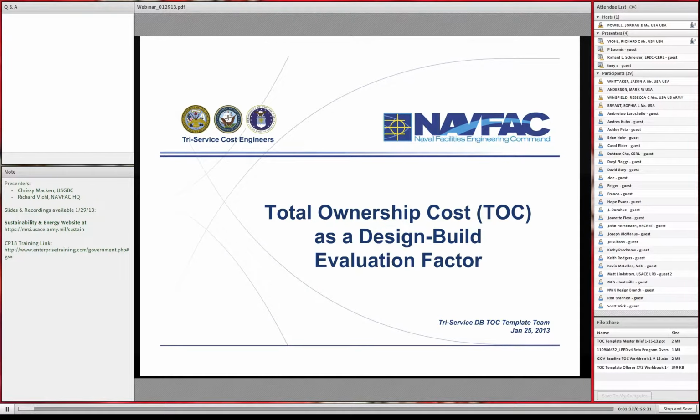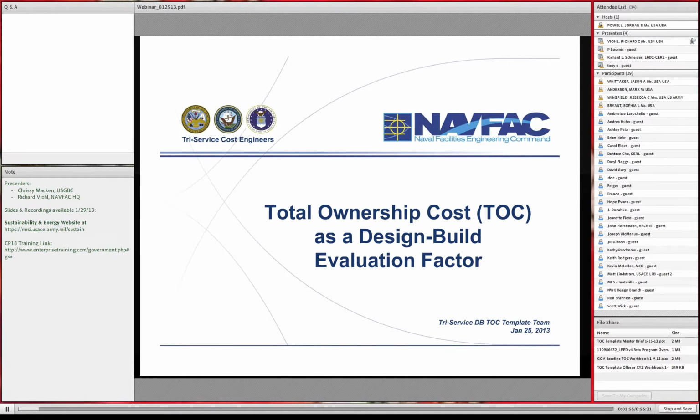Okay, this is Rick Viohl. Can you all hear me? Yes, Rick. Okay. I'm Rick Viohl. I work in the NAVFAC Chief Engineer's Office. I'm a member of the Tri-Service Cost Engineers Steering Committee and the leader of the Tri-Service team that has been working on the total ownership cost template to be used with design-build projects.